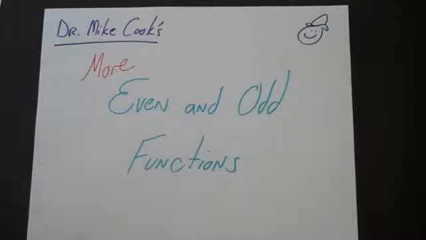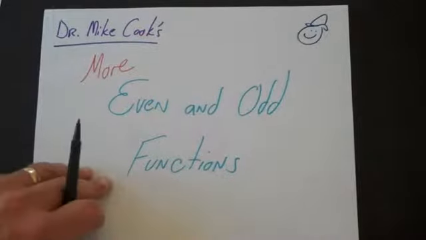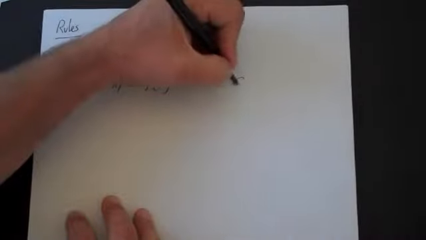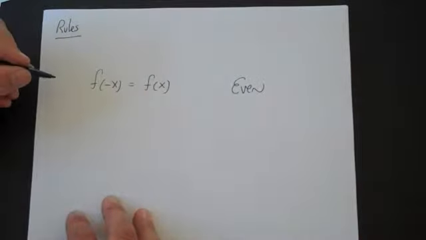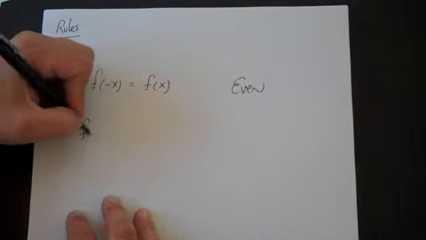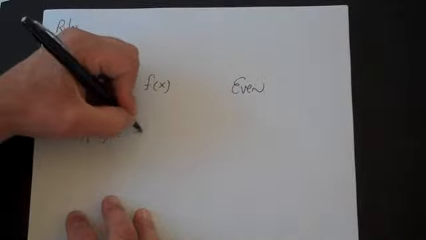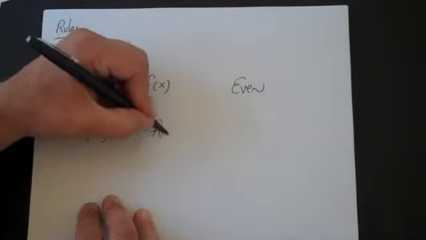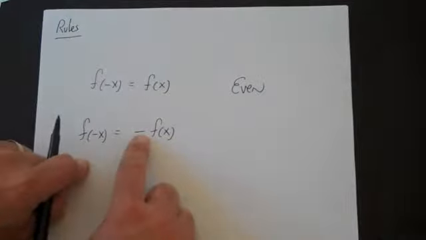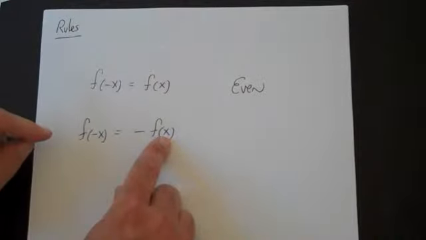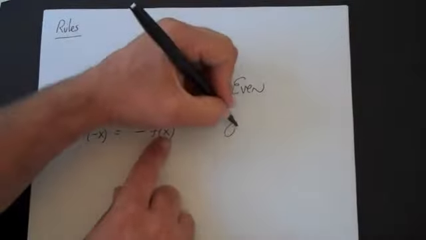Now let's look at some more examples of even and odd functions. So the first thing is let's look at the rules. And the rules are pretty simple. If f of negative x is equal to f of x, then it's even. If f of minus x is equal to minus 1 times f of x, in other words, after you factor a negative 1 out, you get exactly what you started with, then it is odd.